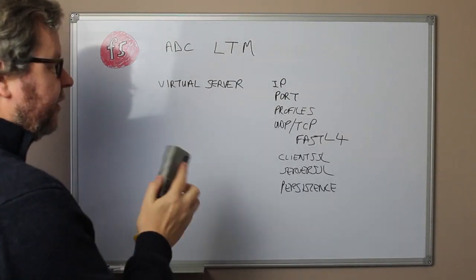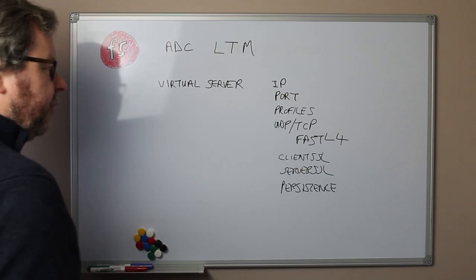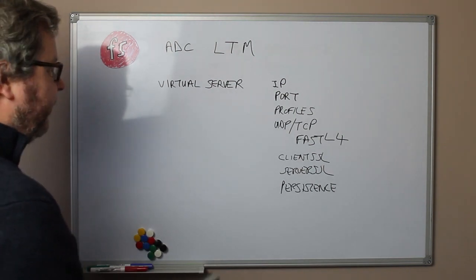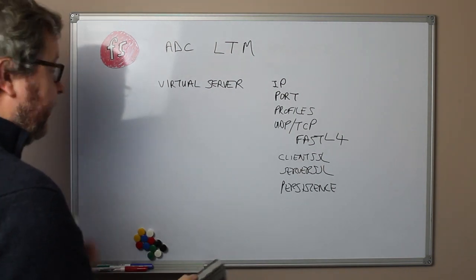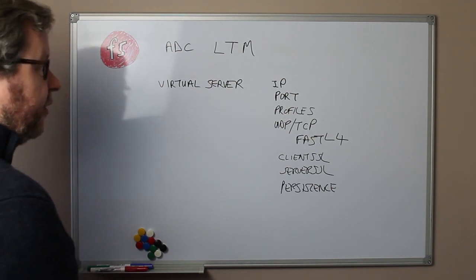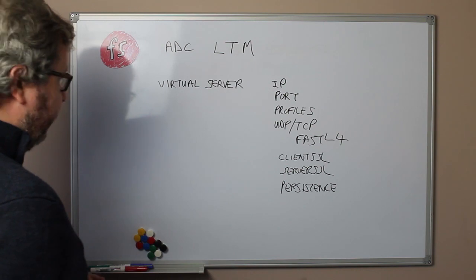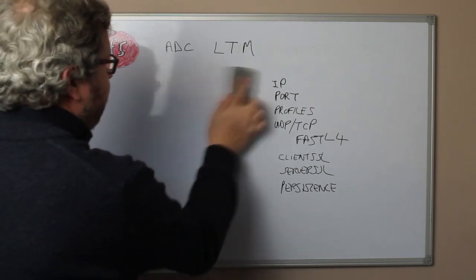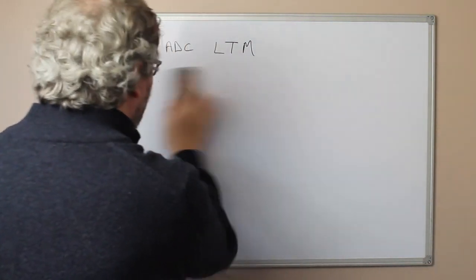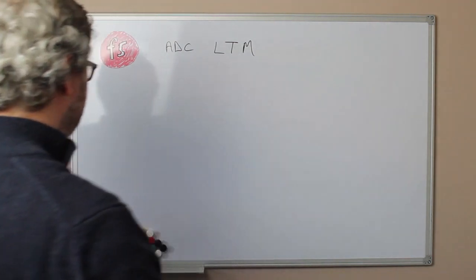Once the traffic has arrived at your virtual server and all of your specified profiles have been applied, then the next stage is actually the balancing process, forwarding the traffic on to wherever it is you want to forward it on. And we do that with an object called the pool.